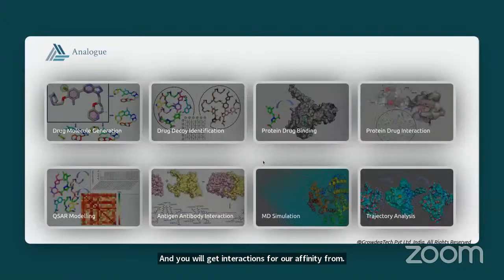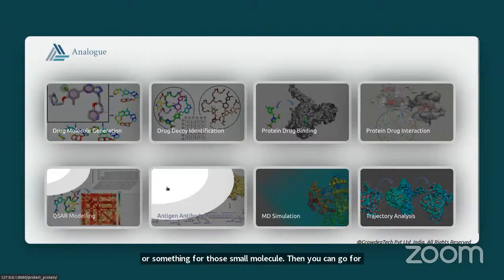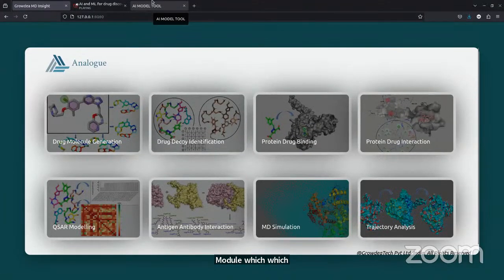Now let's say you have a small molecule, but you don't want to predict binding affinity, but a particular property for the small molecule, let's say IC50, EC50, or something similar. Then you can go for the QSAR modeling module, which we are already using right now.